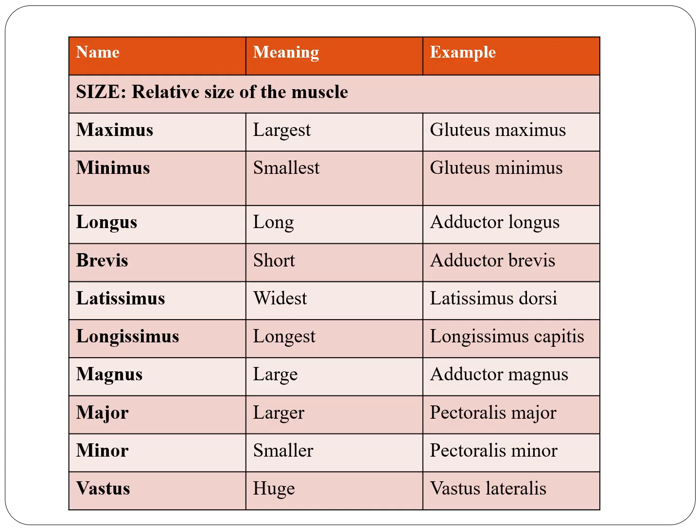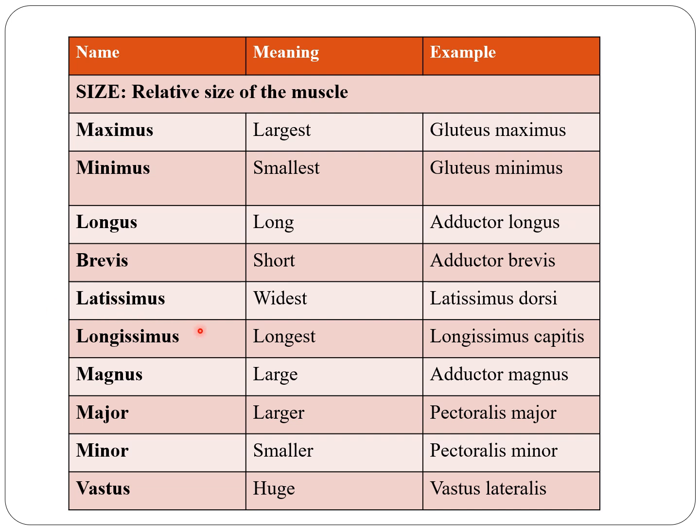Now, coming to the naming of the muscles based on their size, that is, the relative size of the muscle. Maximus indicates largest. Example of the muscle is gluteus maximus. Minimus indicates smallest. Example of the muscle is gluteus minimus. Longus indicates long. Example of the muscle is adductor longus. And brevis indicates short. Example of the muscle is adductor brevis.